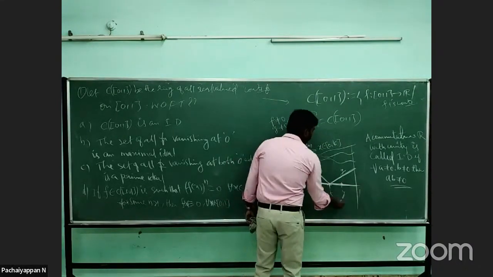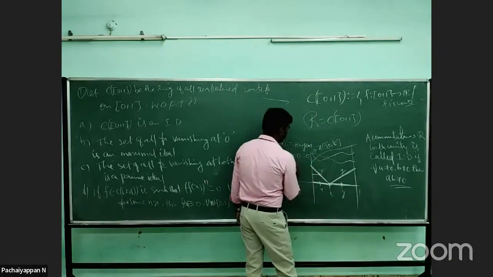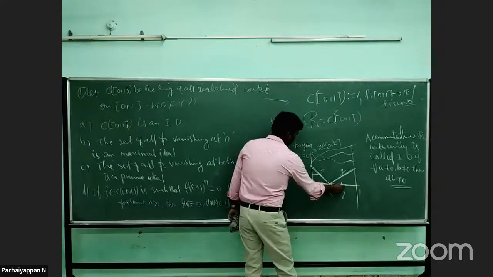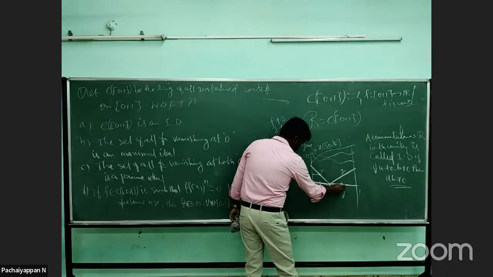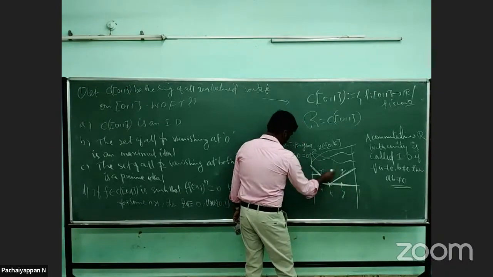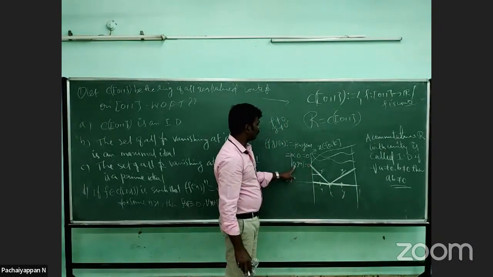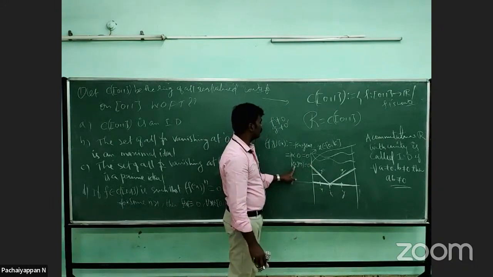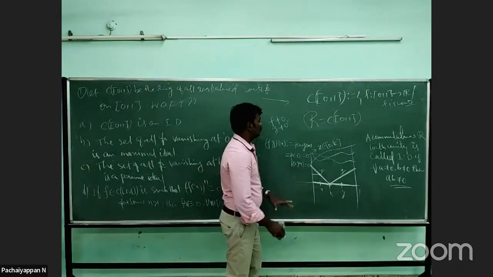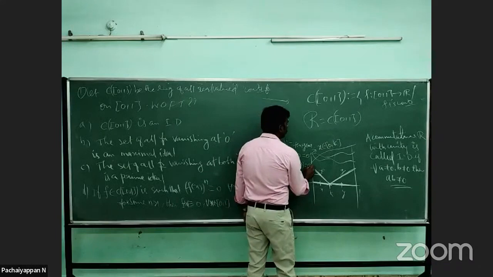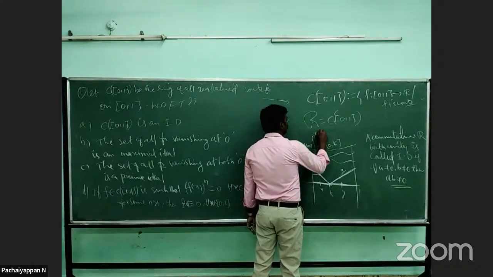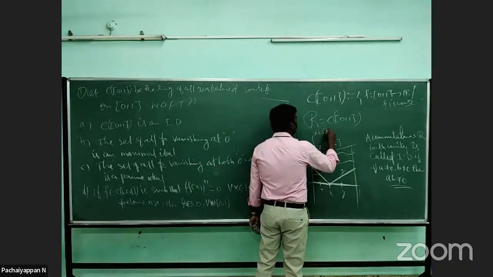What about k to one? k to one, f of y is zero, but g of y is non-zero. f of y is zero, g of y is non-zero, but the product is zero. Why? Two real numbers: this is a zero real number, this is a non-zero real number. Product is zero. So this holds for x belongs to open interval k to one.